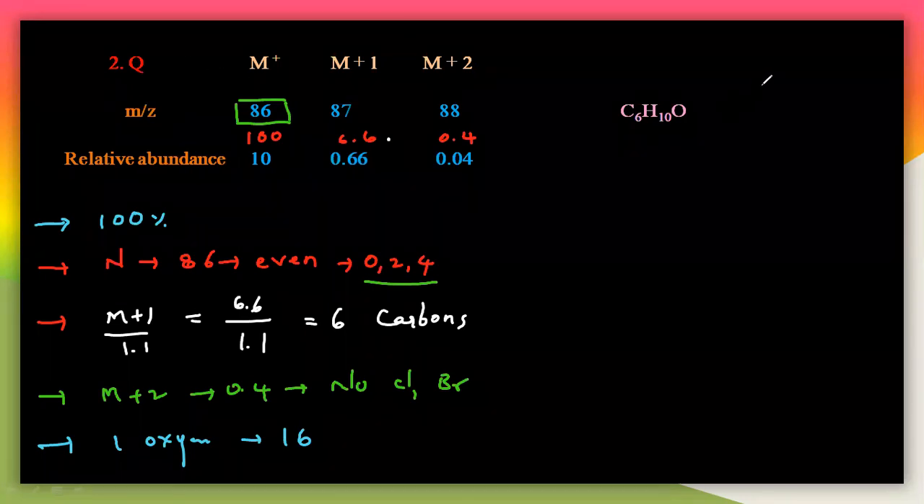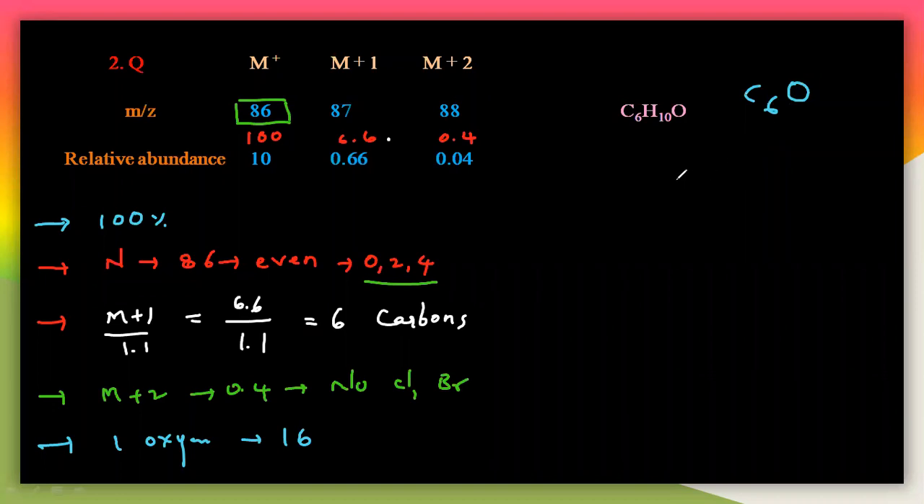So till now we have got C6 oxygen here. That means 6 carbons are there. 6 into 12, that is 72. And one oxygen is there, 16 here. It is 8, and 6 plus 2, 8. So it is 86 here. So 88 here. So this is very high actually here.